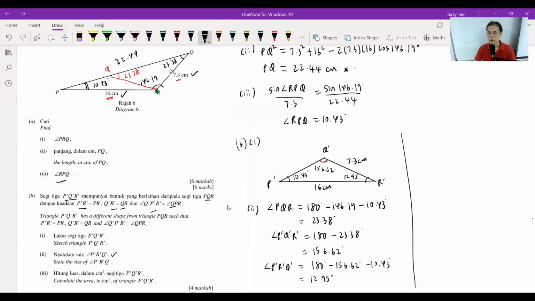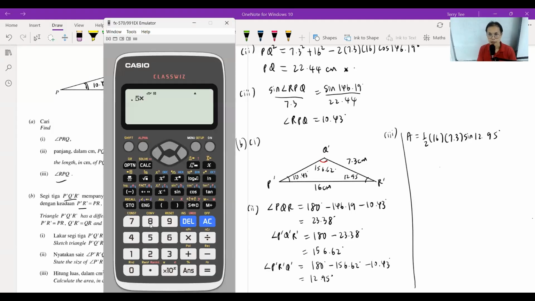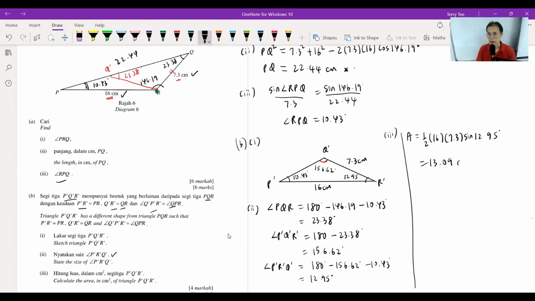Okay, I've got this already. Lastly, calculate the area of the triangle. So your area is half ab sine C. Your a, let me take 16, b is 7.3, and C is 12.95. Use your calculator. Half, 0.5 times 16 times 7.3 times sine 12.95. There you go. 13.09. That's your area.